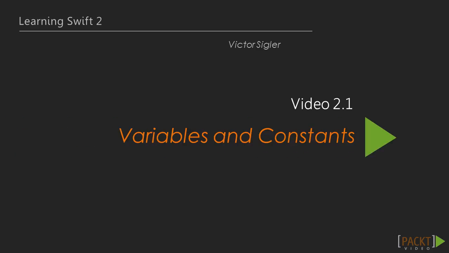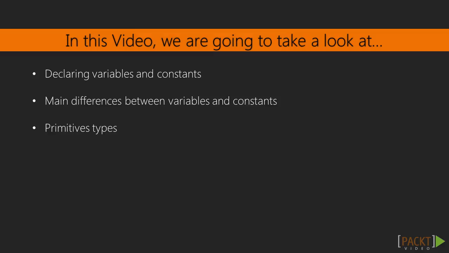Every programming language needs to have a mechanism to store some information. They are called variables. In this video, we're going to take a look at how to declare variables and constants in Swift. We'll see some differences between both and take a look over the primitive data types supported in Swift.